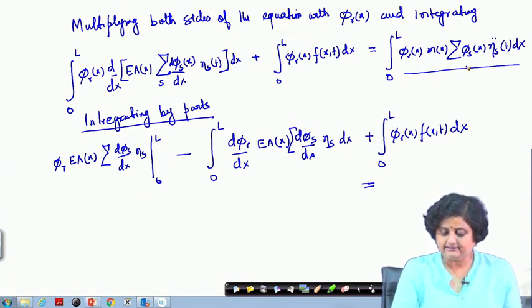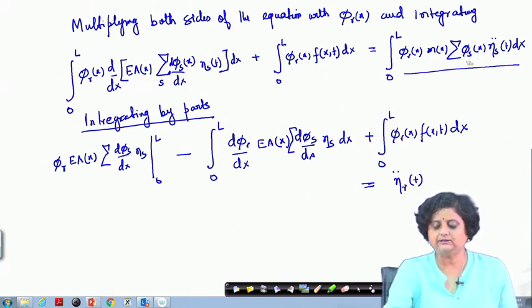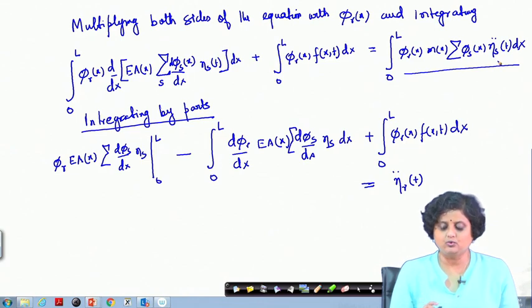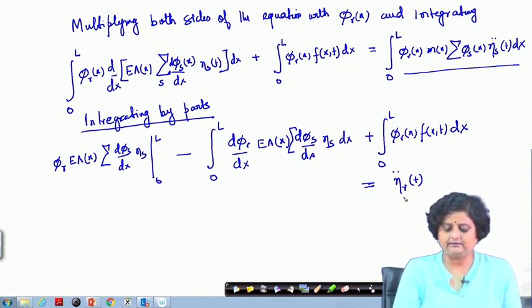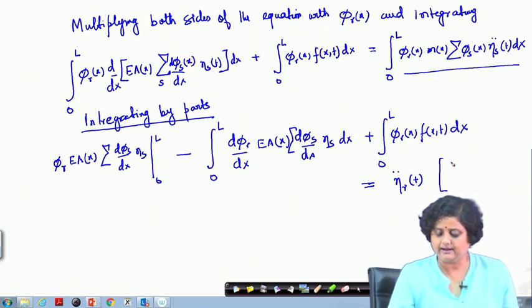So, I can write this as eta r double dot t. This whole expression, this whole summation will actually reduce down to eta r double dot into t, because all other terms in the summation are going to go to 0 except the term where r is equal to s. So, the right hand side now gets simplified into eta r double dot into t. This is provided the mode shapes are mass normalized.